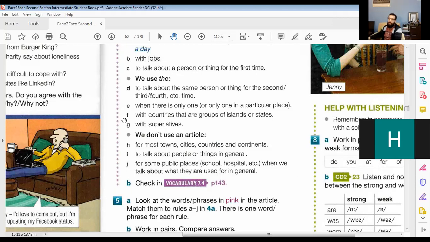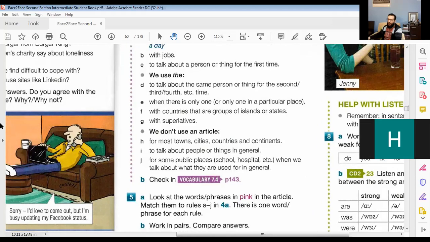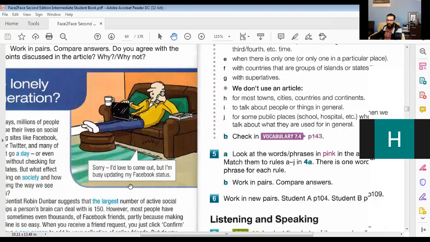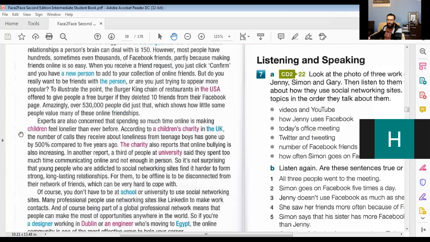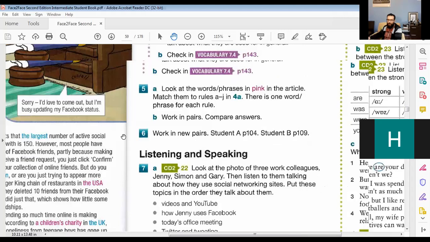For example, you have the Bahamas. The Bahamas is a group of islands. The Maldives is also a group of islands. What else do we have, groups of islands that are called with the? There are other examples, but these are the only two I can think of. Okay, so the USA, country. Children.